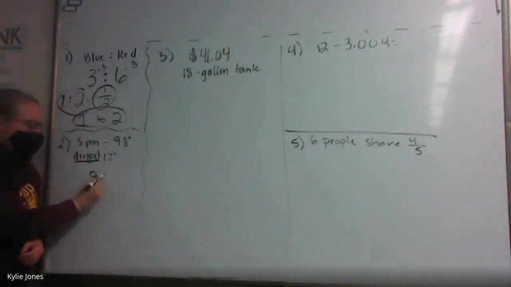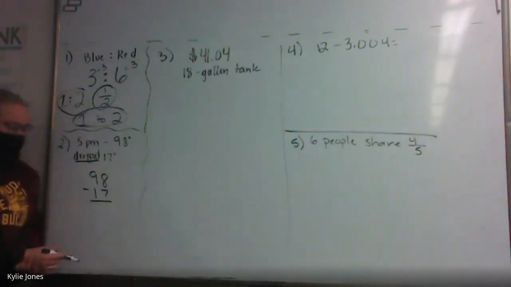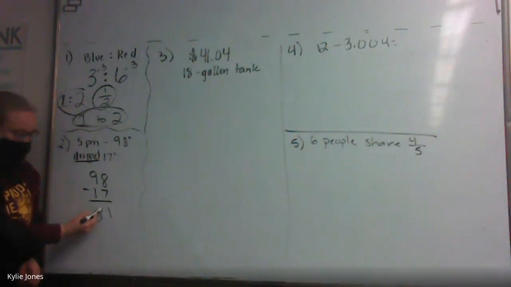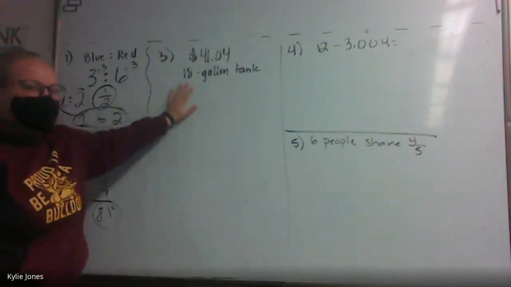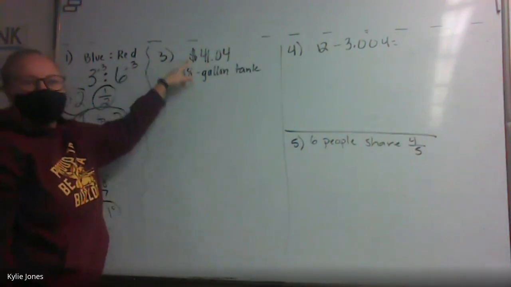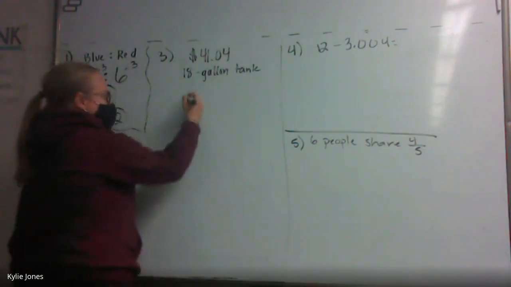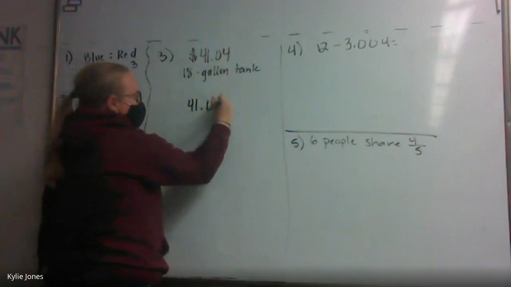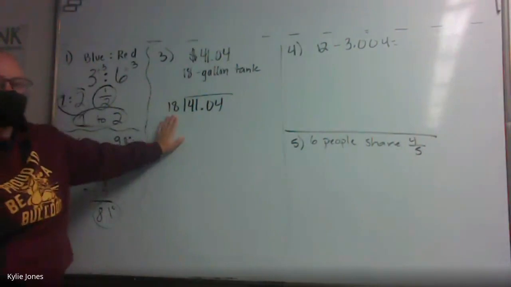Start with 98. We dropped 17 degrees, so we're going to subtract 17. And what do we get? 81. Good. At 7:30, it was 81 degrees. Good. Our next one, number 3. We have an 18-gallon tank of gas that someone spent $41.04 on. How do I decide how much 1 gallon of gas costs? Divide. Take the money, $41.04, divided by the number of gallons you're getting, so 18.